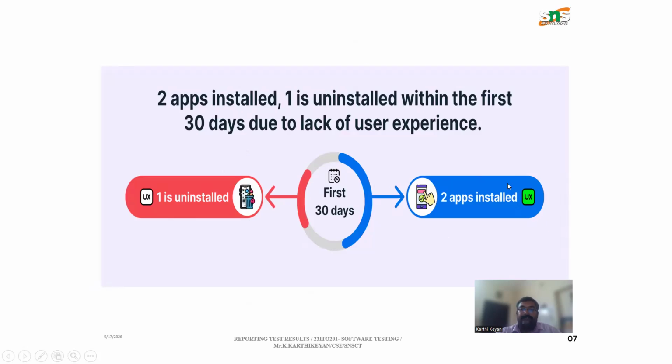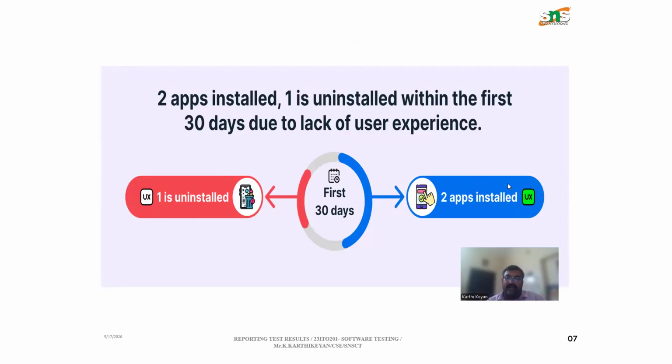So this is about app installs: we have two installs and one uninstall within the first 30 days due to lack of user experience. Suppose last week I implemented a scanning software for a scan purpose. It is useful for myself because the user interface is easily acceptable and it easily scans every document within a second. So this is one of the processes.